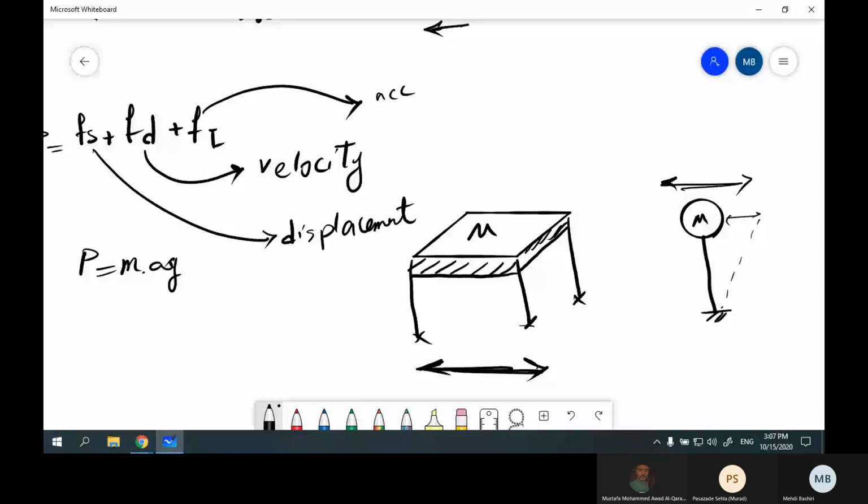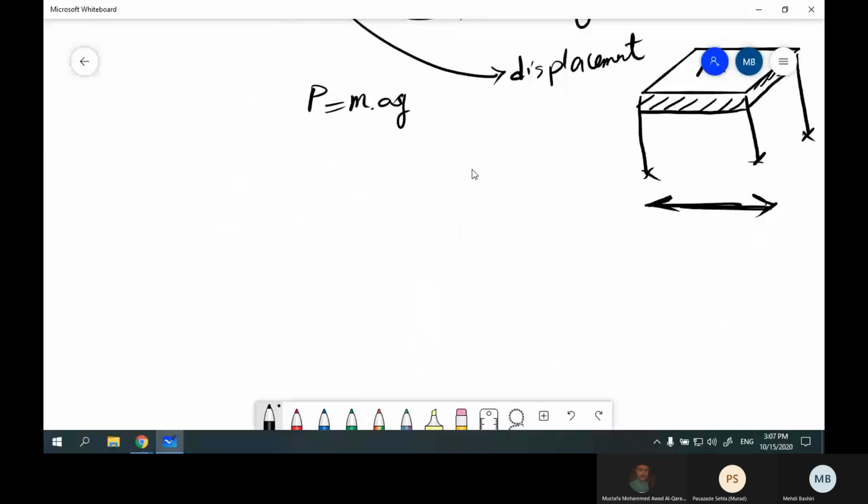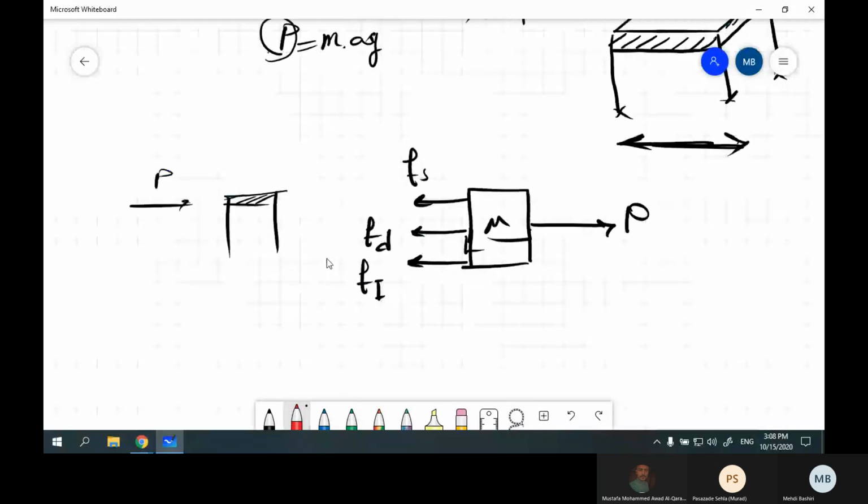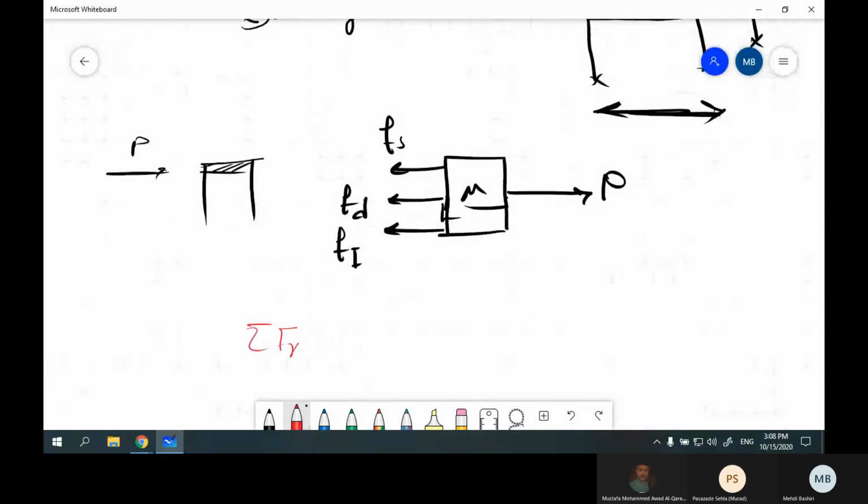Okay, so assume that this is P. If I push this weight with a force P, this action has a couple of reactions, such as this one because of the stiffness, this one because of the damper, and one of them is Fi because of the inertia or the mass of M. And on the other side we have P. So if we write the equation of motion, sigma Fx equals 0, we would have P on the other side, and on this side Fs plus Fd plus Fi.